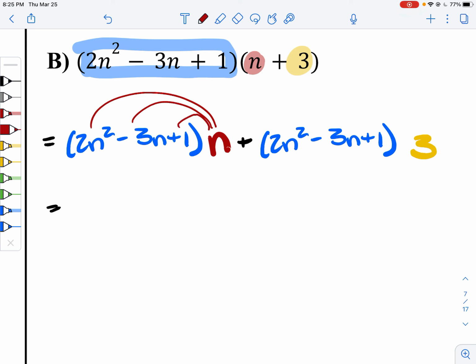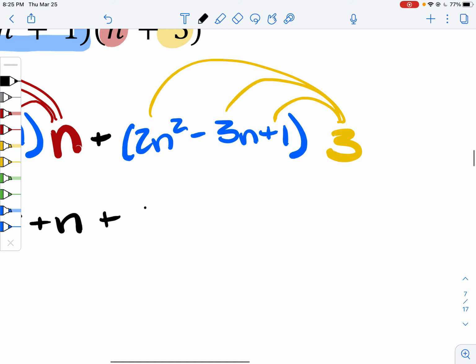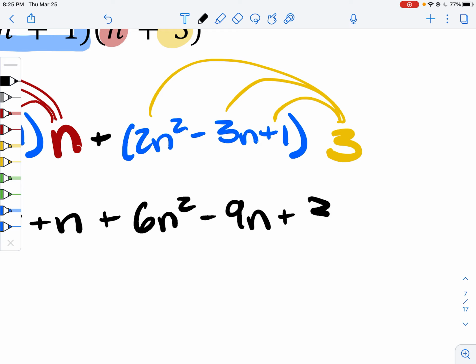That'll give us 2n cubed minus 3n squared plus n plus, more distributing time, 3 times 2n squared is 6n squared, minus 9n plus 3.